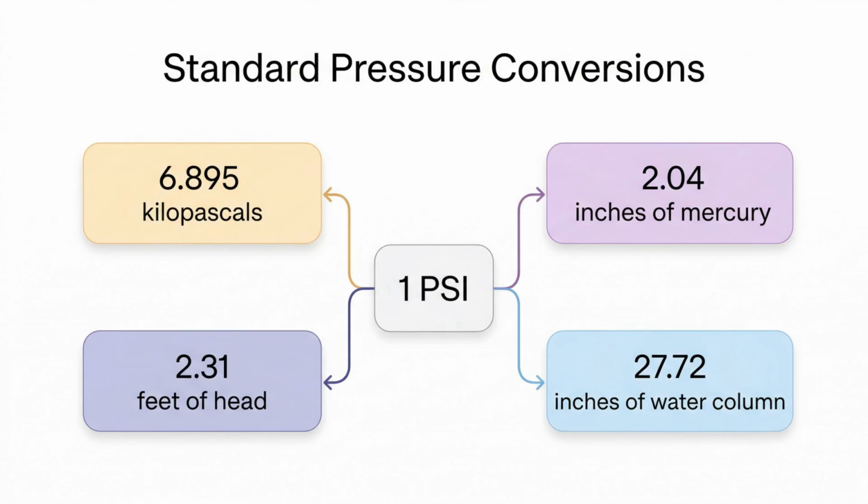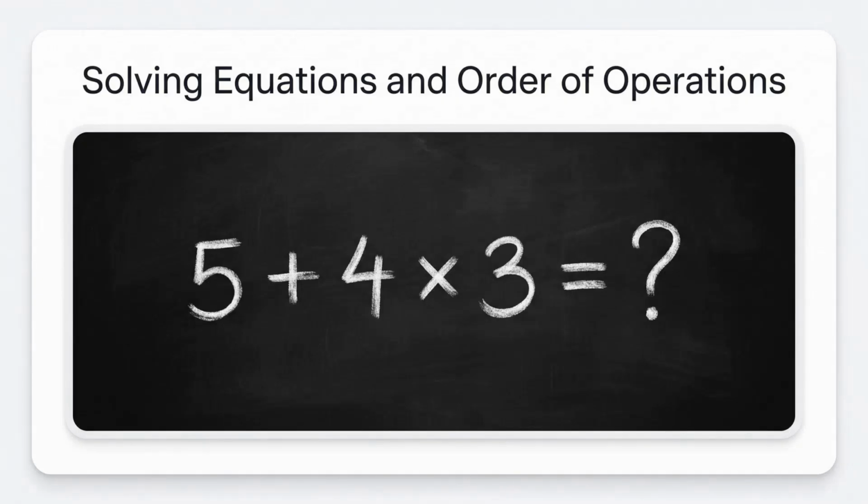To wrap up this segment, we are going to look at equations. If I ask you to solve 5 plus 4 times 3, you might get different answers depending on which part you calculate first. To prevent this chaos, math has a strict order of operations we must follow, which we will break down completely in the next section.